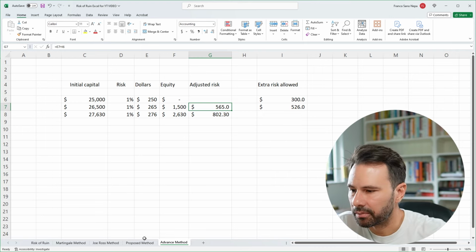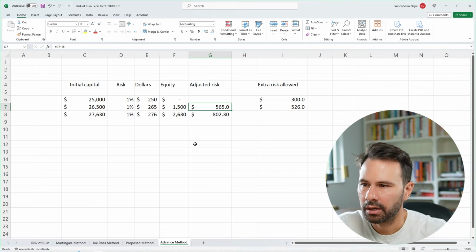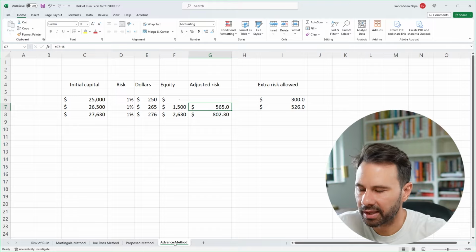So that's it. These are the two methods that I think work better, the proposed method and the advanced method. We have seen now what works and what doesn't work. This is all my opinion. But judge for yourself, what method are you going to use after watching this video? Risk management and position sizing is one of the main pillars of becoming a professional trader.